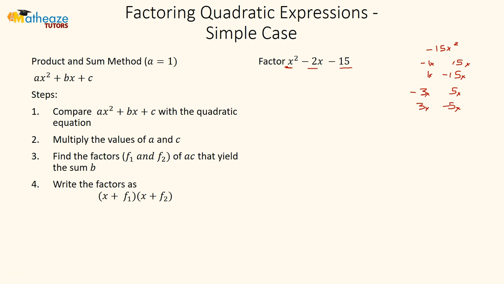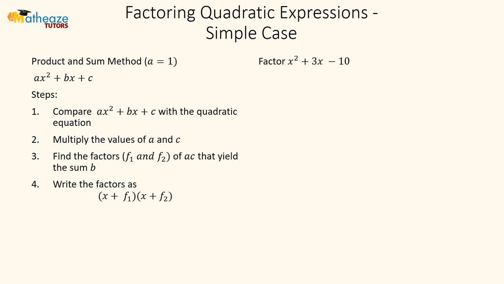Now, because this is negative 2, it means that the negative sign will have to be on the larger number. So this is going to be our set that we're going to use. So I'm going to open up parentheses. So I have x right here because I'm going to deal with x squared, and then I have minus 5 plus 3 because that's the set that actually leads us to negative 2.